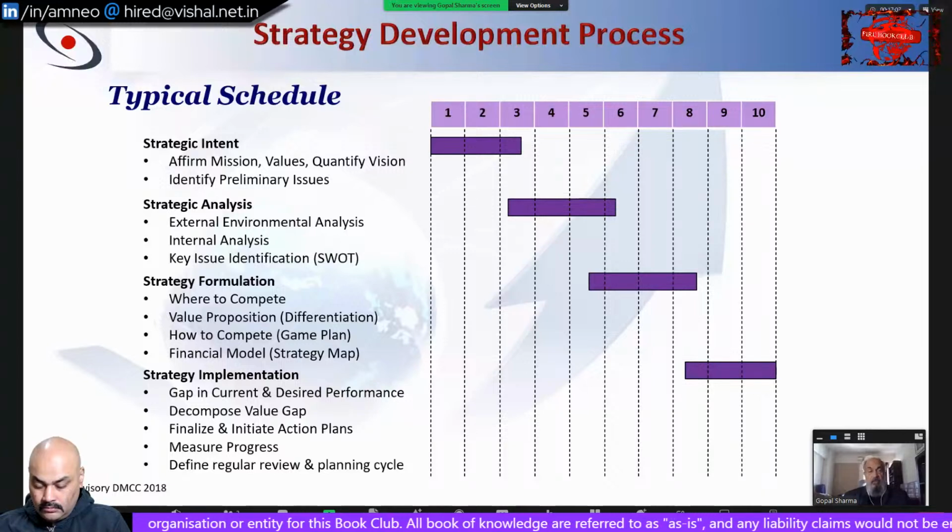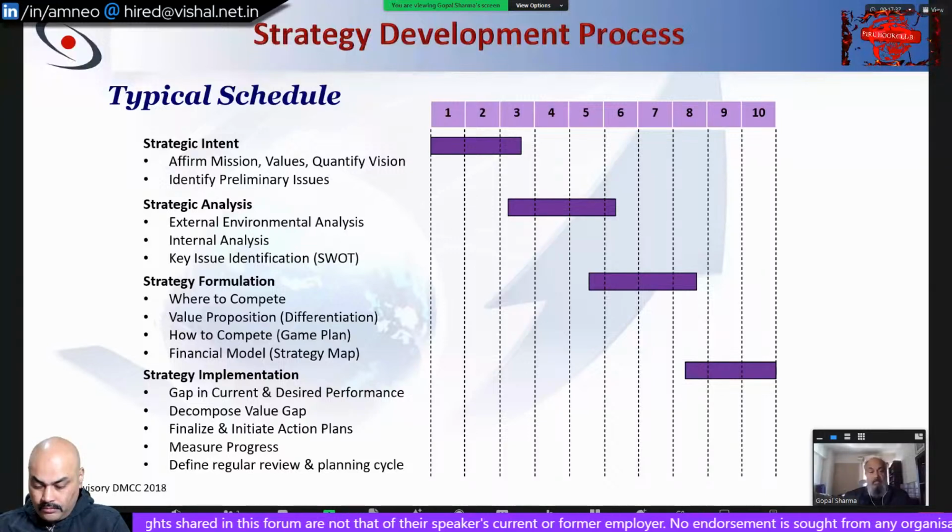Implementation has to be done across the organization. Everybody needs to be involved. So it requires a lot of effort and resources. Implementation is for bridging the gap between the current level of performance and the desired level of performance, and then decomposing the value gap. Then we initiate the action plans for how we are going to bridge that gap. So those initiatives need to be taken.